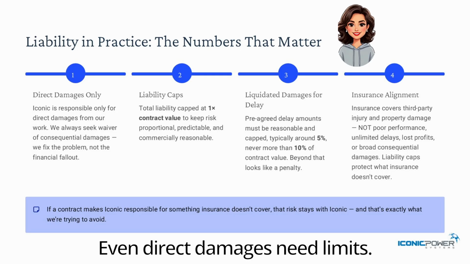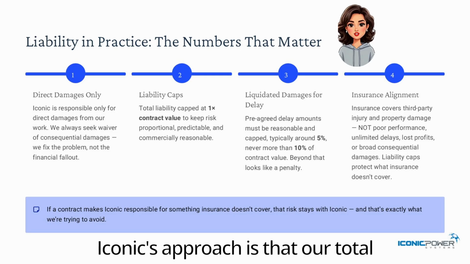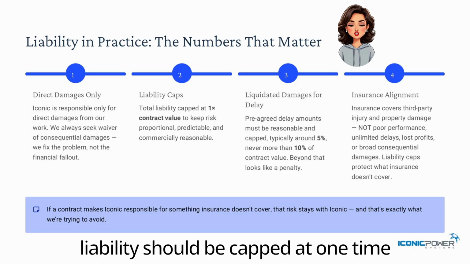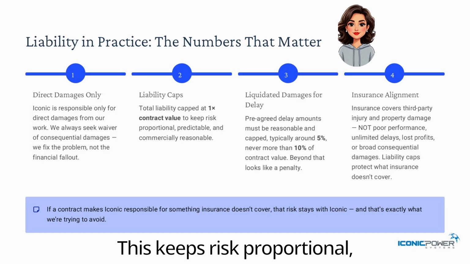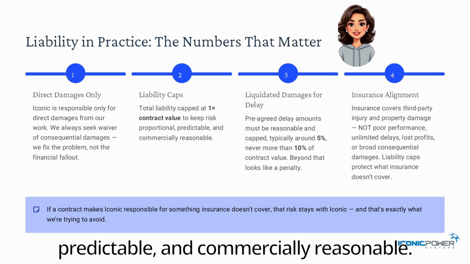Even direct damages need limits. Iconic's approach is that our total liability should be capped at one times the value of the contract. This keeps risk proportional, predictable, and commercially reasonable.